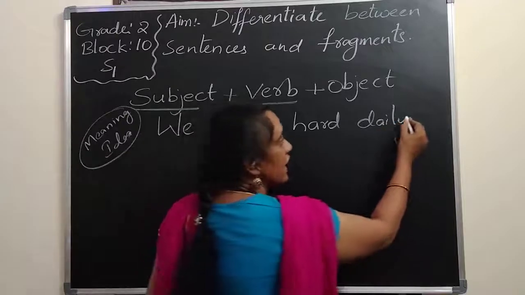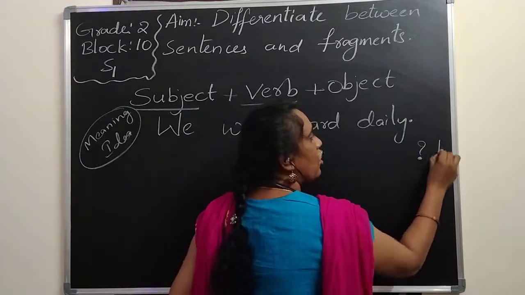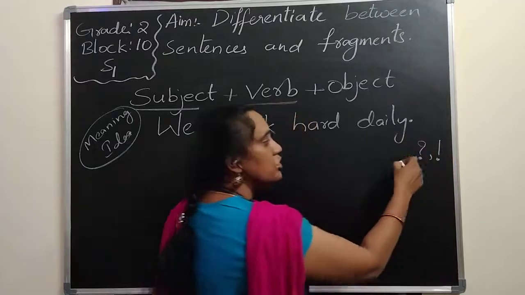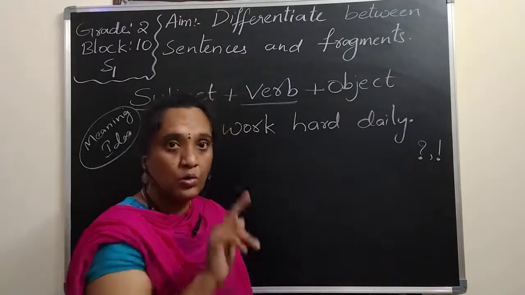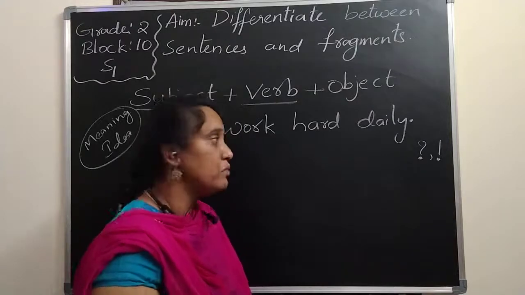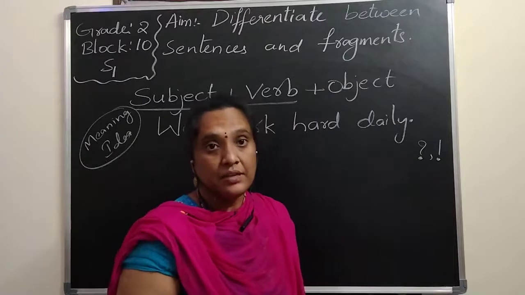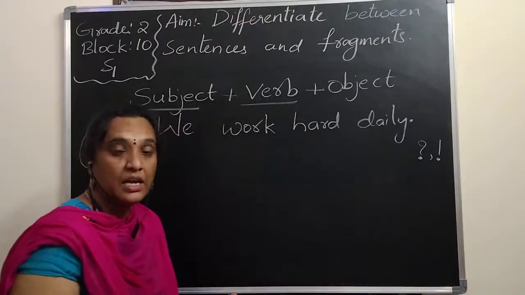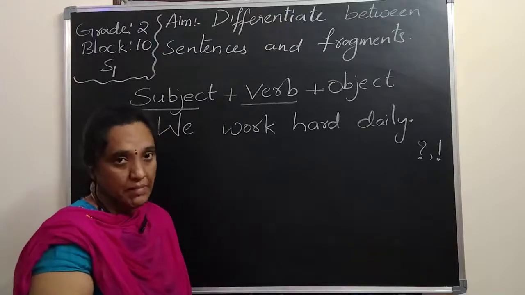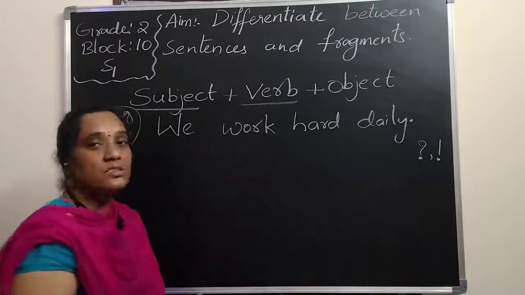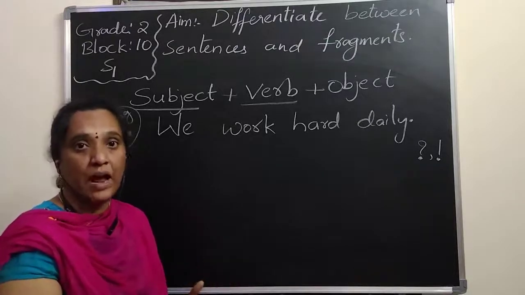So you came to know what a sentence is. A sentence will end with a full stop, a question mark or an exclamatory mark. Question mark is used for asking questions. How are you? Question mark. What are you doing? Question mark. For things which surprise us or are strange, we use the exclamatory marks. Okay. Now let us see what fragments are, because you want to differentiate between sentence and fragment.